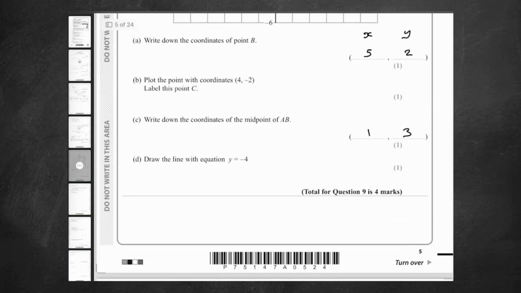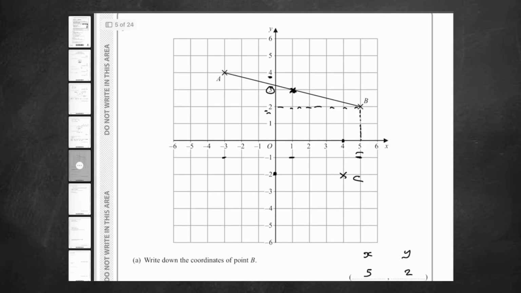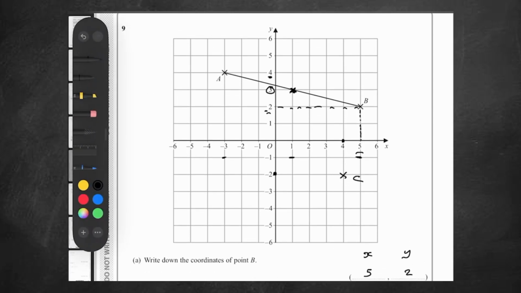Part D, draw the line with equation y equals -4. That is just going to be all of the points that have y as -4. So 0 -4, 1 -4, 2 -4, 3 -4, and so on. And that is your line, y equals -4.